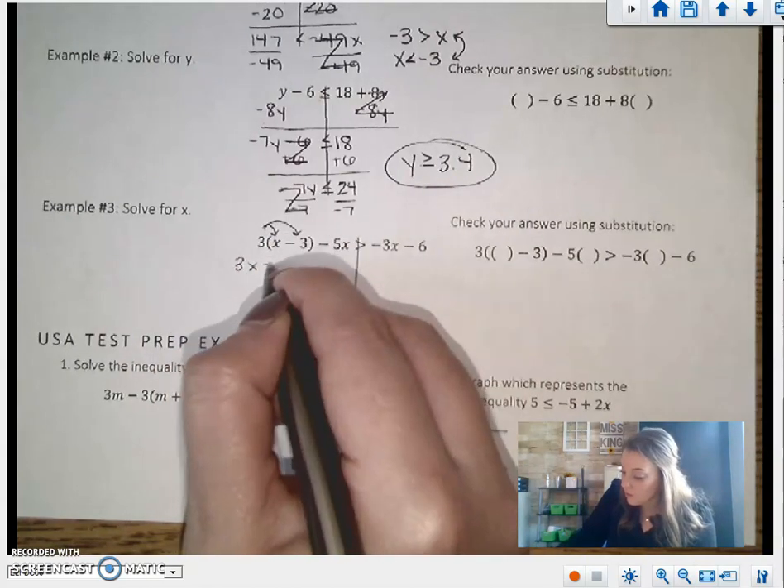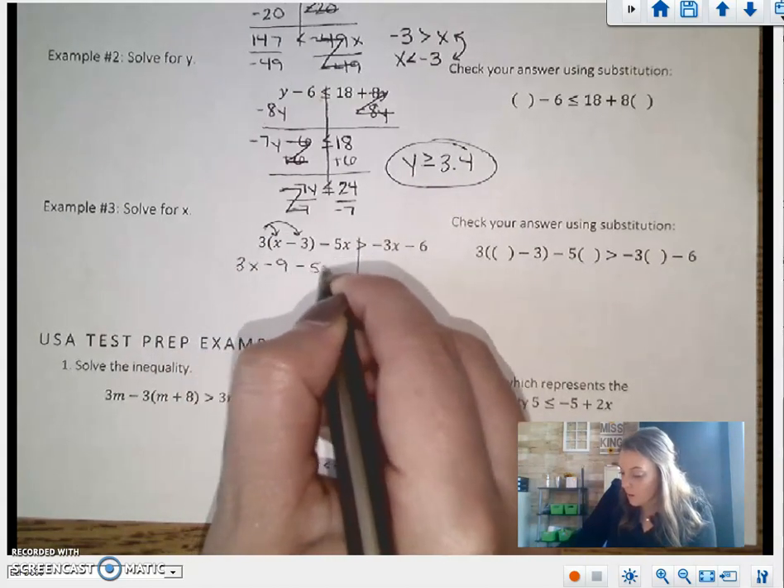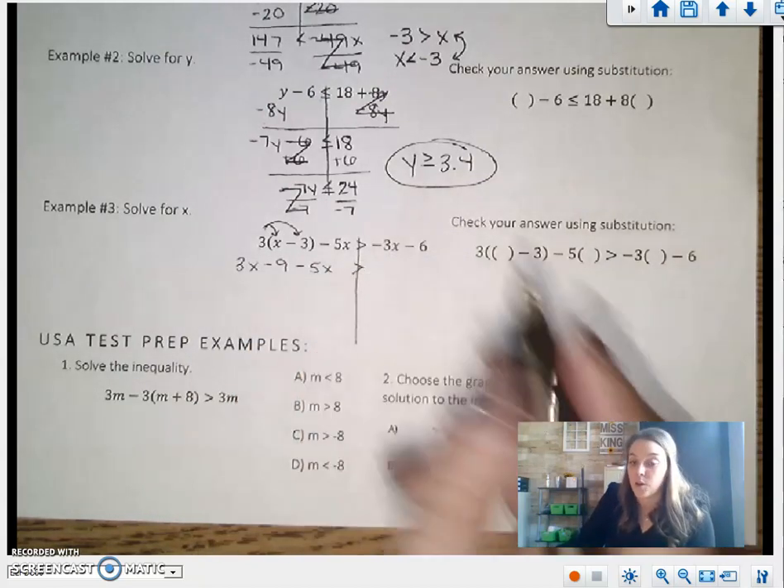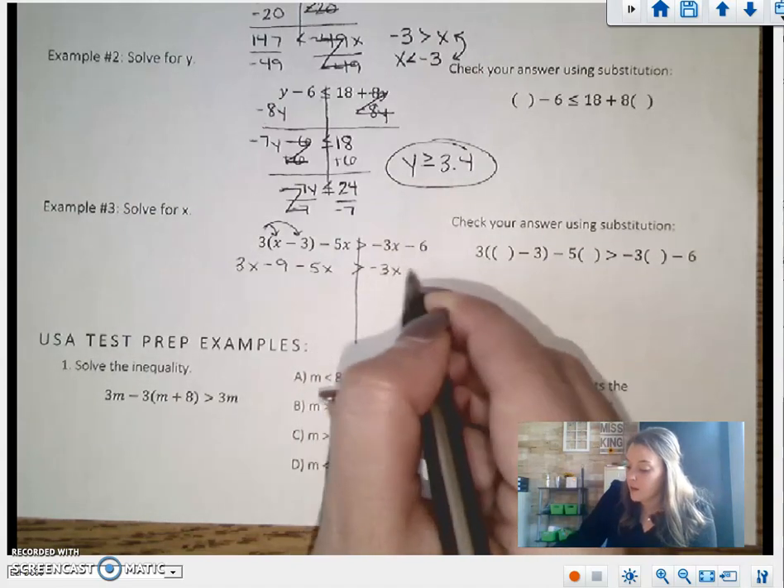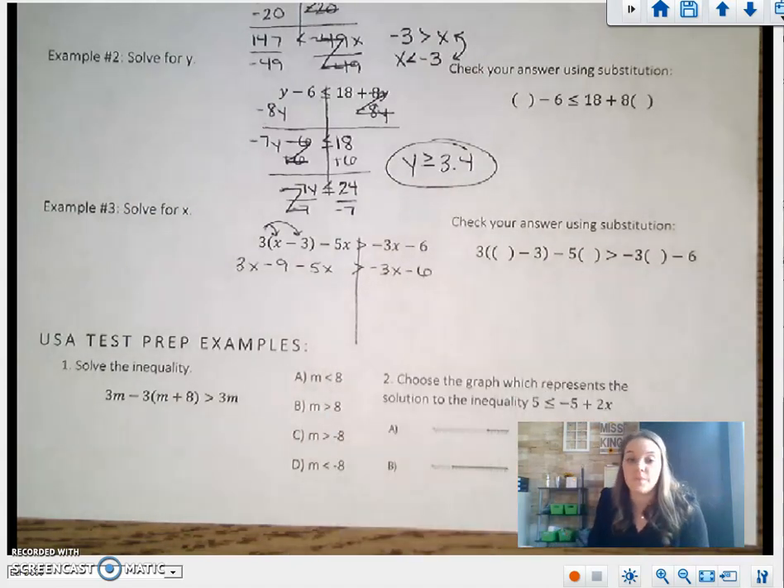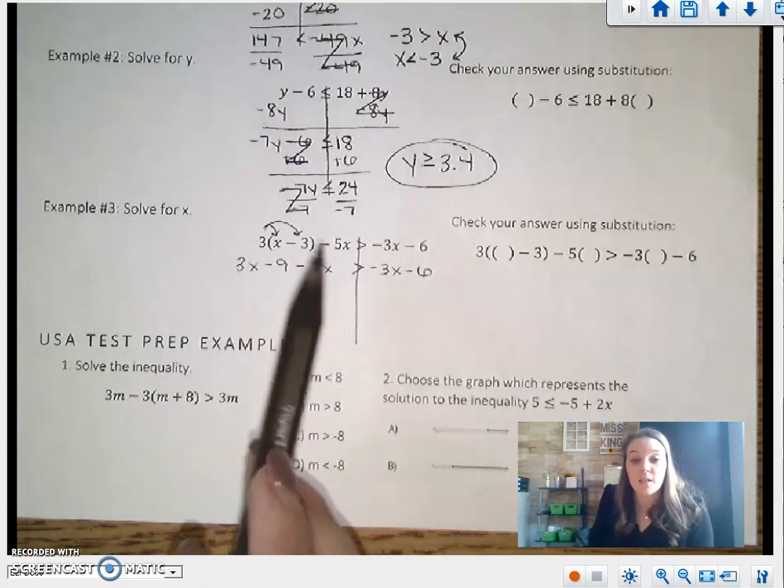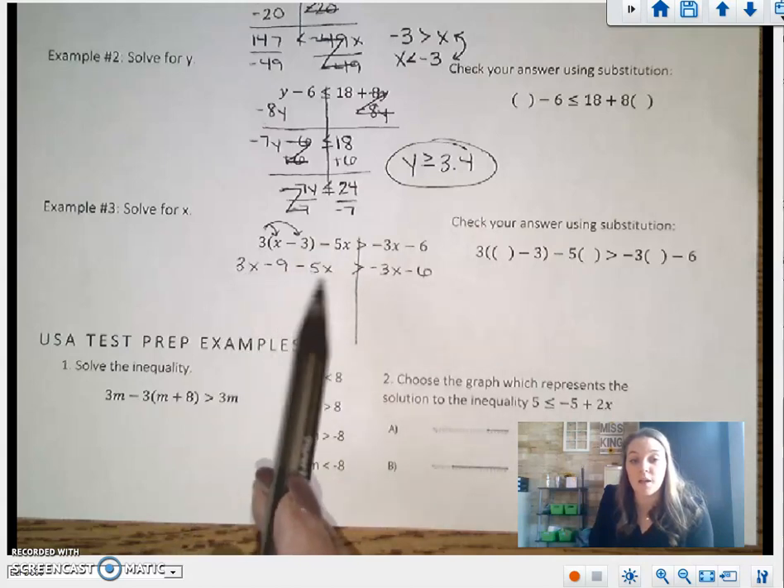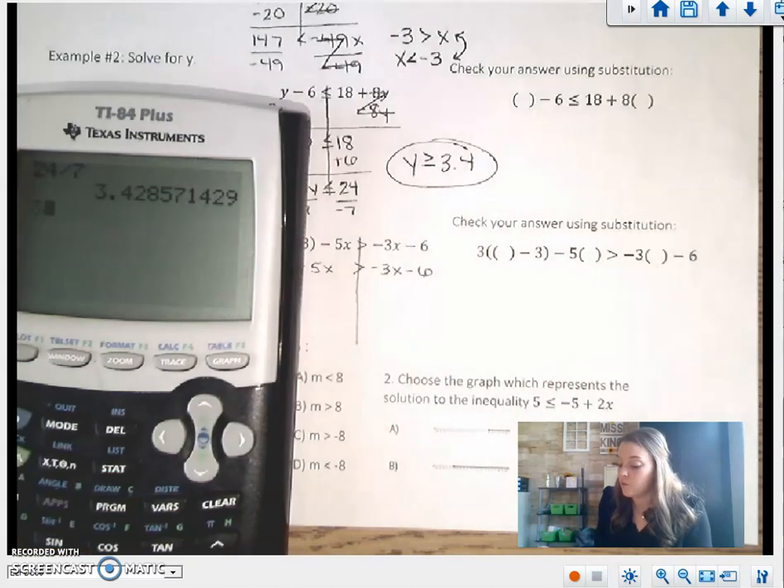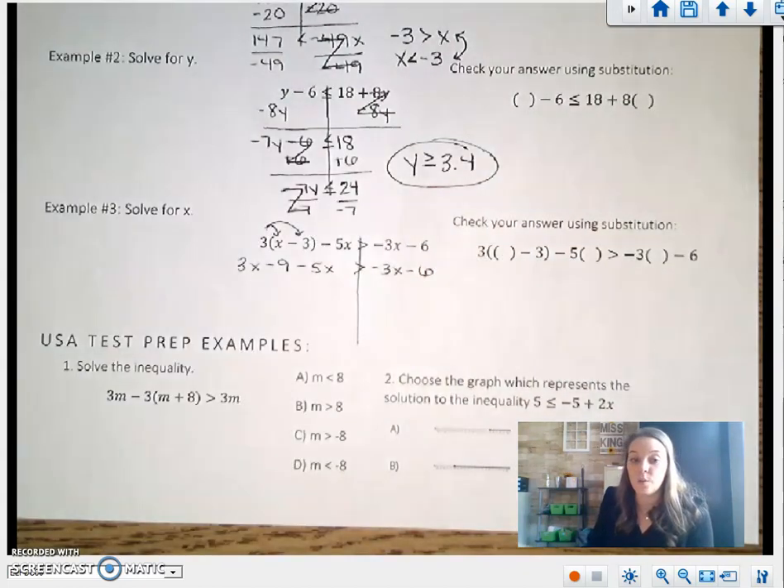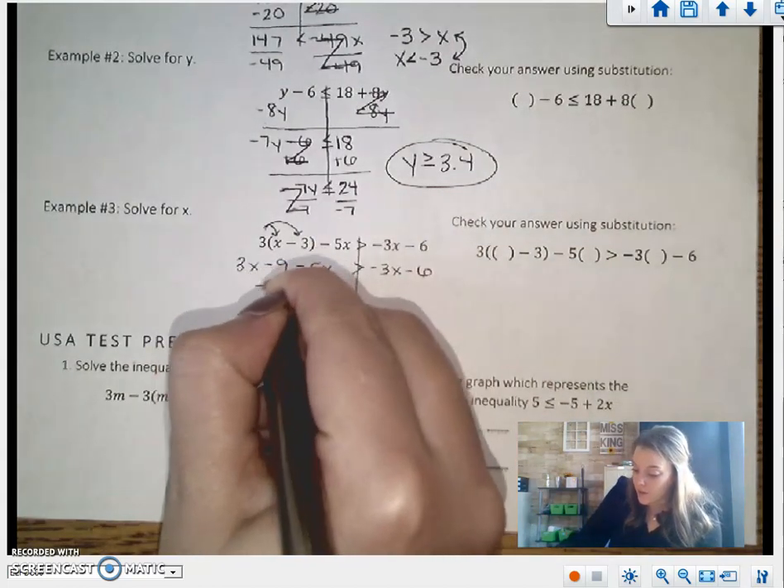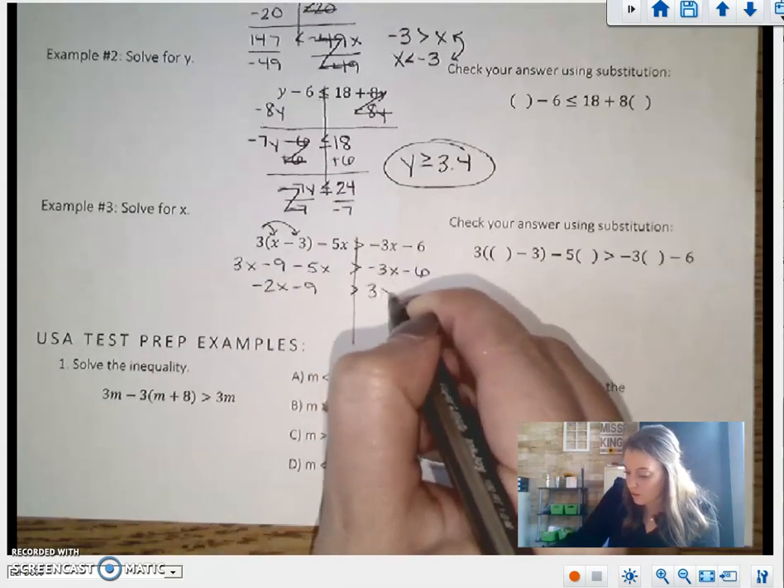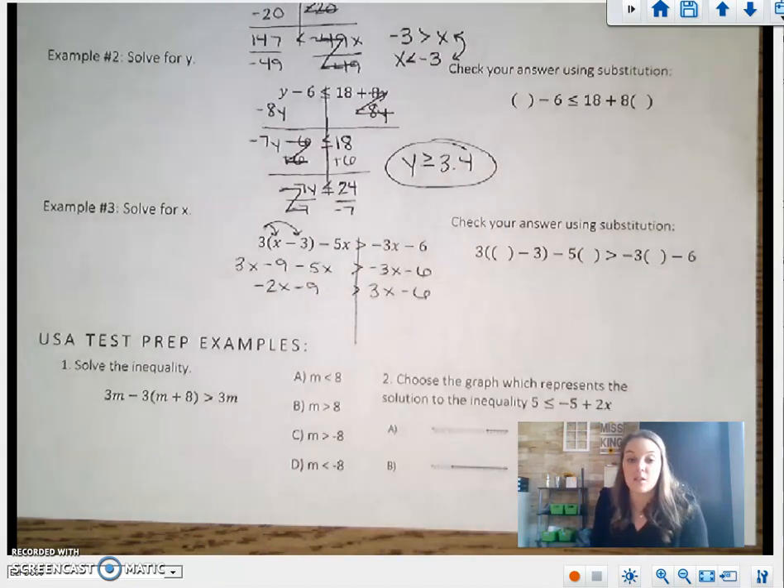I am not distributing to this minus 5x because the 3 only contributes to what's inside the parentheses. So 3 times x is 3x. 3 times negative 3 is negative 9. And then I'm going to drop down my minus 5x. Keep my inequality symbol the same, so is greater than negative 3x minus 6. Checking my left-hand side to see if it can be simplified. It can. I see some like terms. I have a 3x and a minus 5x. So if I do 3 minus 5, I get negative 2. So on the left, I have negative 2x minus 9 is greater than negative 3x minus 6.